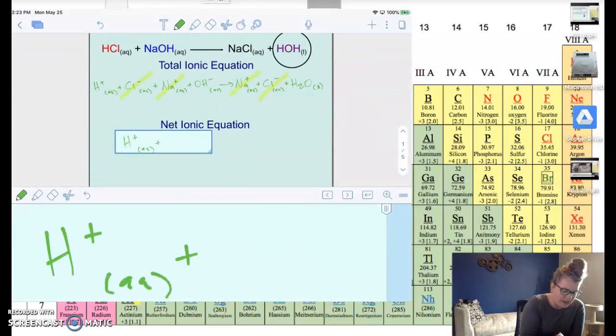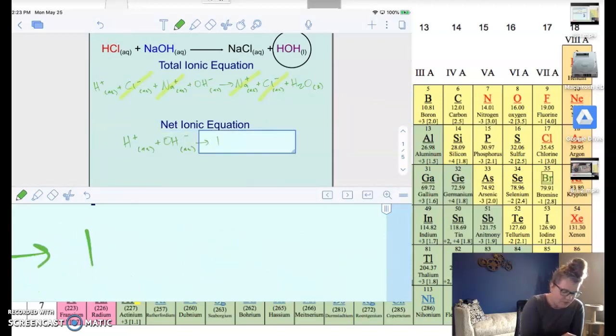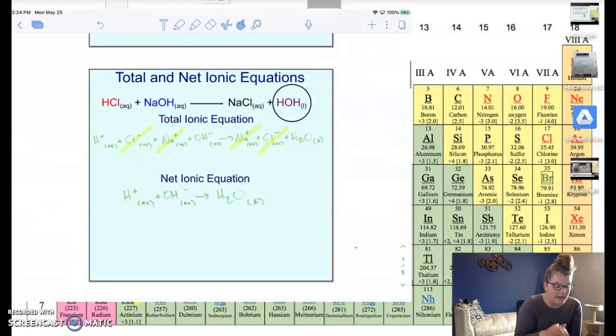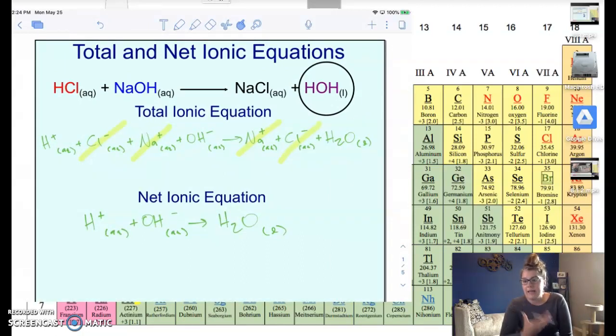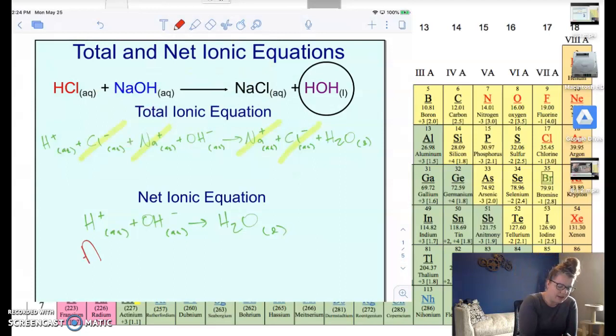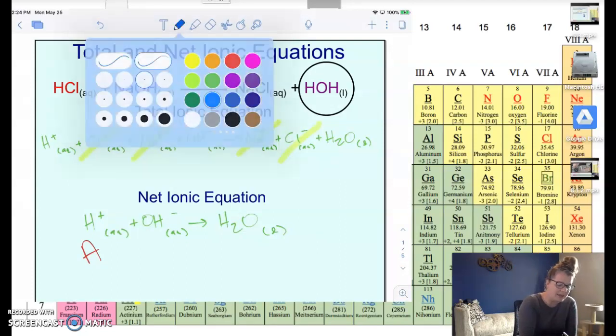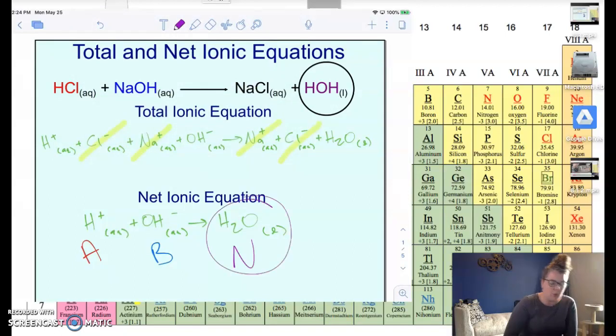So in this case, it's an H, it's an OH, and it formed water. And that would be our net ionic equation. And remember, net ionic equations are telling you what's actually happening at the end of the day. That's the actual change that is happening. You've got the hydrogen from the acid, the hydroxide from the base, and they are coming together to make your neutral water.